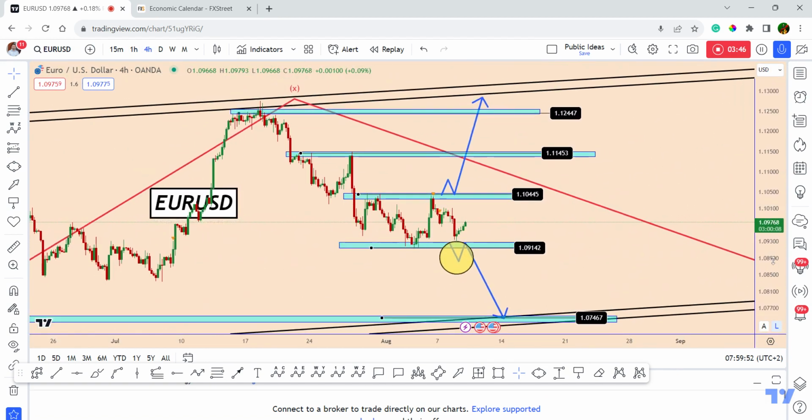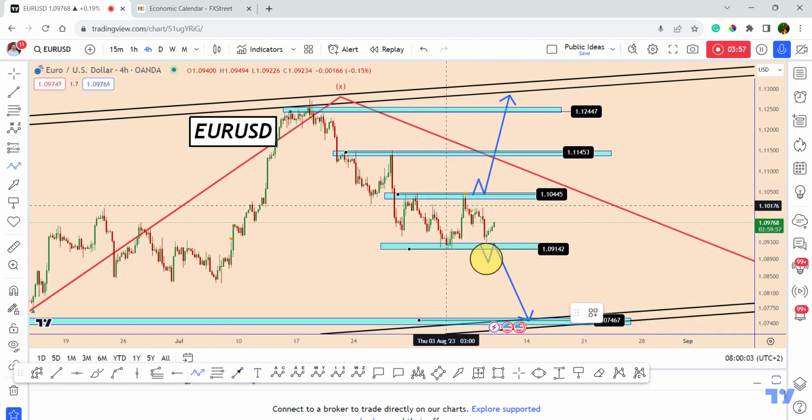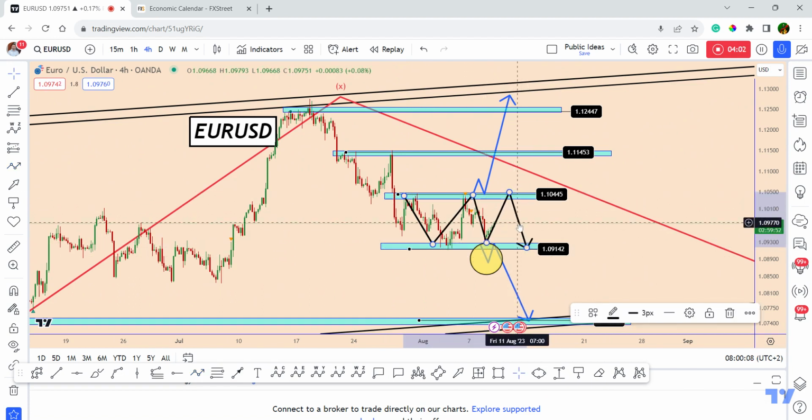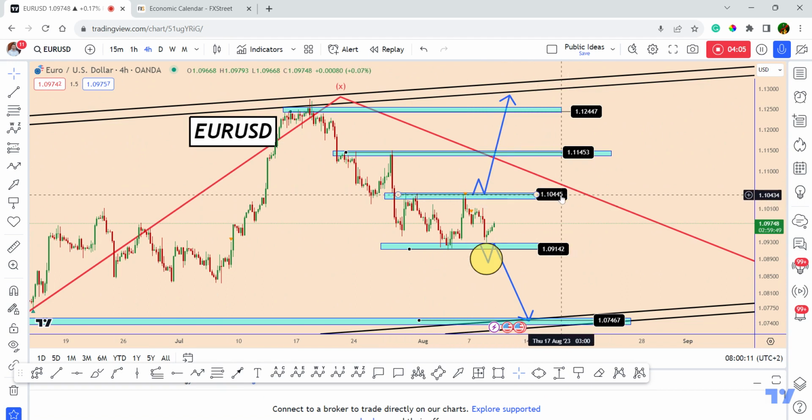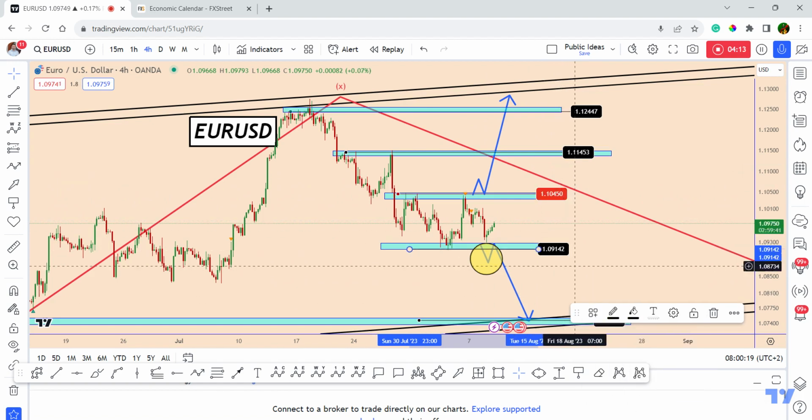If we are going to look at the Euro USD during the market outlook that I shared during the weekend, the price was close to the top of the structure, and I explained that the chances were very high for this bigger correction here. Only a move above 1.1045 will confirm the bullish scenario again, and another one is a move below 1.0914. So this is overall what we are looking at.